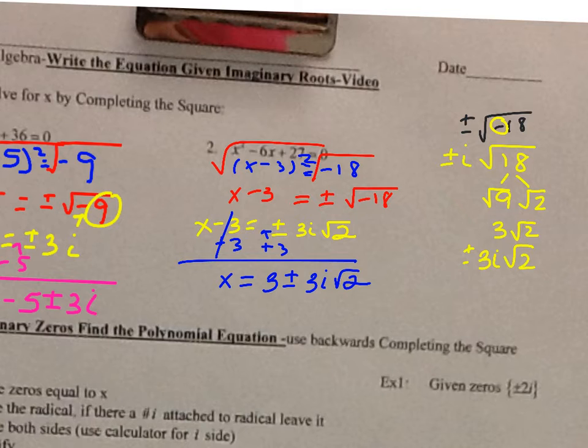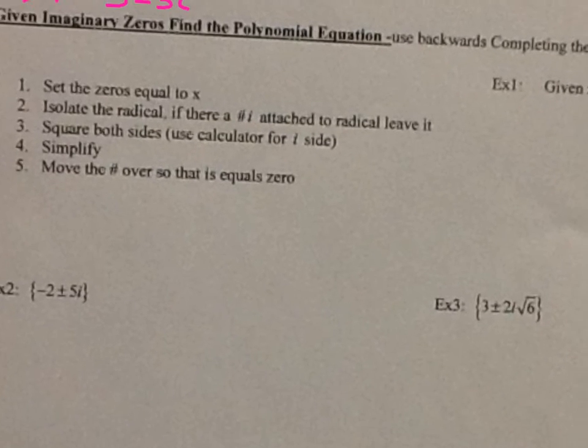All right, so we're going to go backwards. I'm going to give you answers that have i's in it, and we have to go back to here. So we're going to complete the square backwards. Okay, it's basically the same exact thing that we did yesterday.